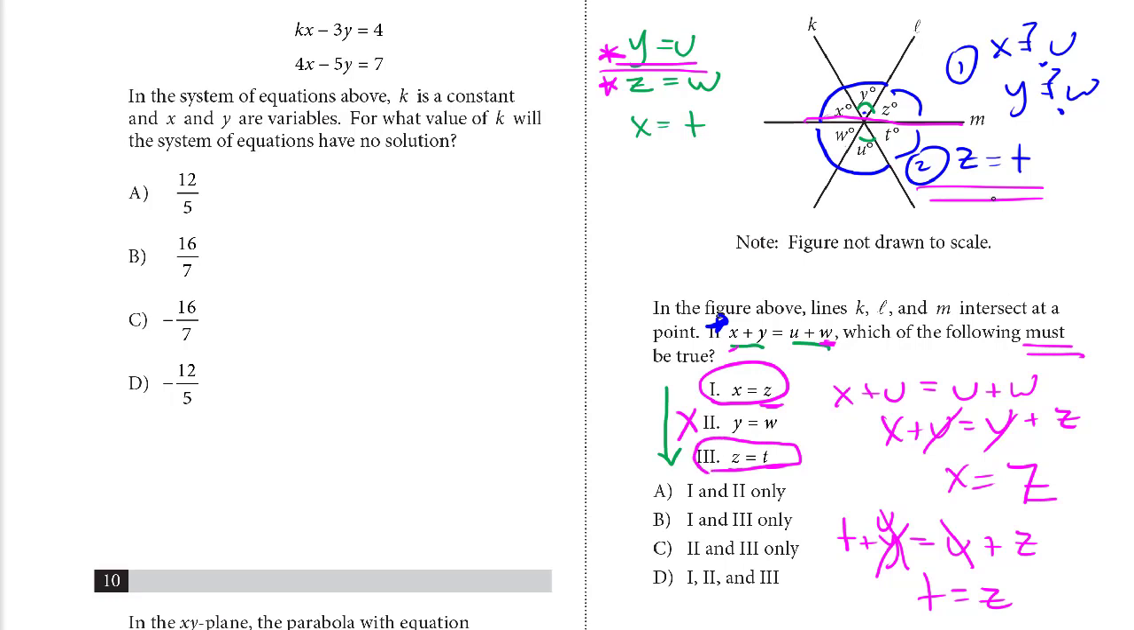Something we conceptually kind of knew above, but now we've actually shown that and have more confidence that it's true. So that means the correct answer for number 11 is 1 and 3 only. Be careful. If you spent all day trying to substitute and prove y equals w, you could waste a lot of time on this problem. So think about it conceptually as well.